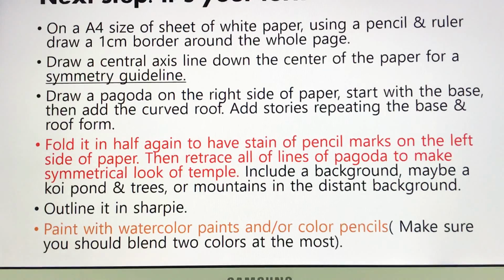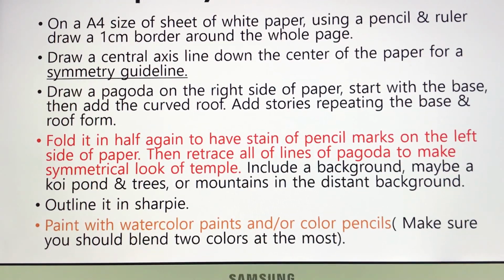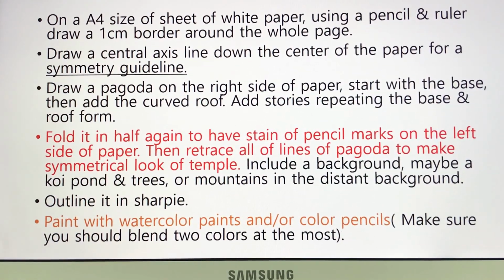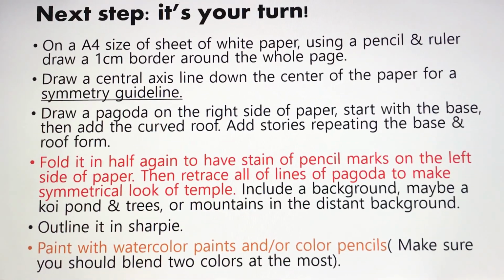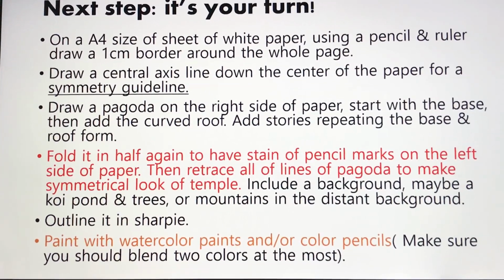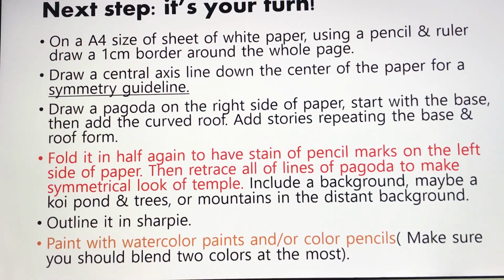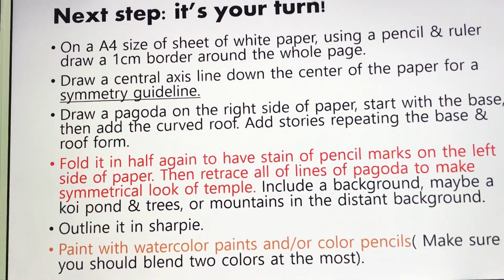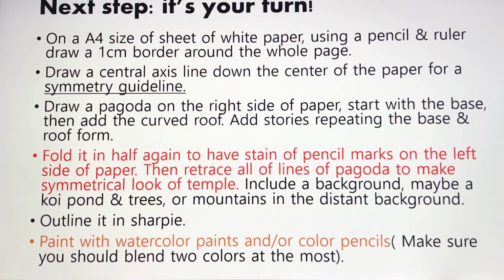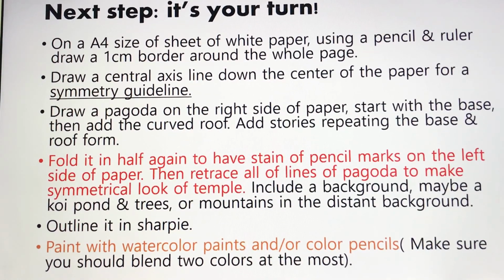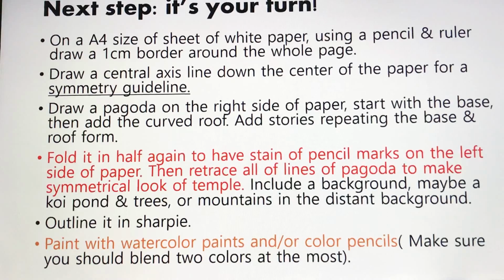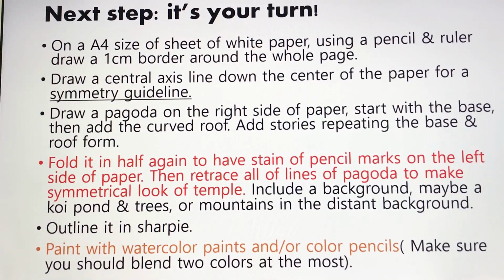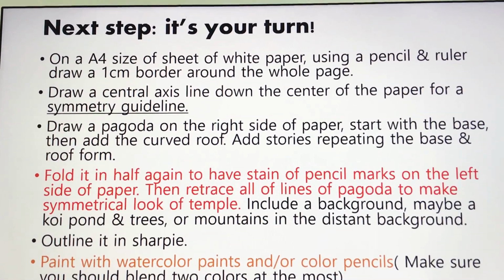Then you need to draw the pagoda on the right side of the paper, and start with the base, then add a curved roof, and add maybe 3 stories or 5 stories. It's all up to you how you design it, but you have to repeat the base and the roof forms. Once you finish one side, you need to fold it in half again so that you can have pencil marks on the left side of the paper. Then retrace all of the lines that you drew on the right side and simply transfer them. That way you can make a symmetrical, nice-looking pagoda.